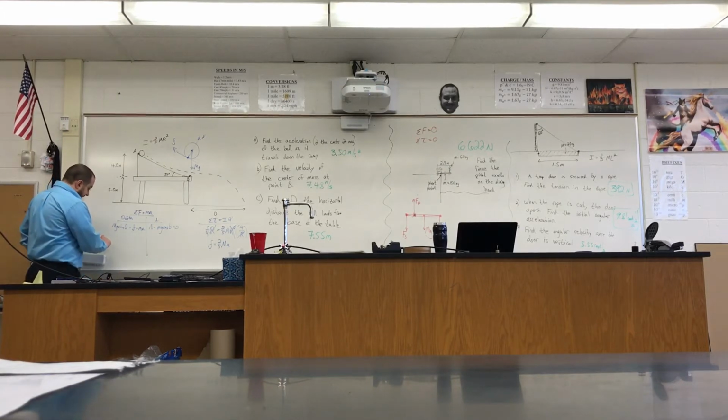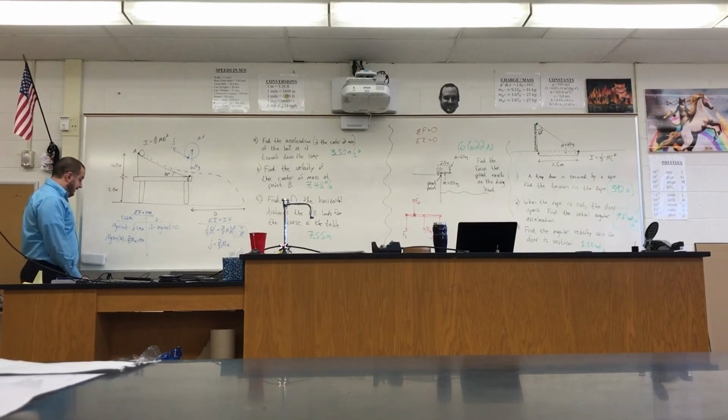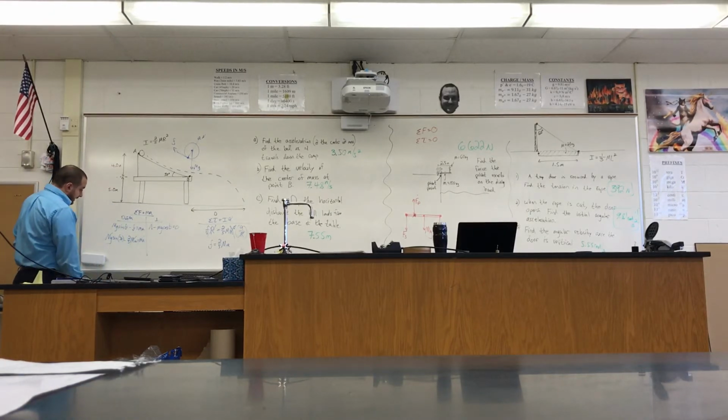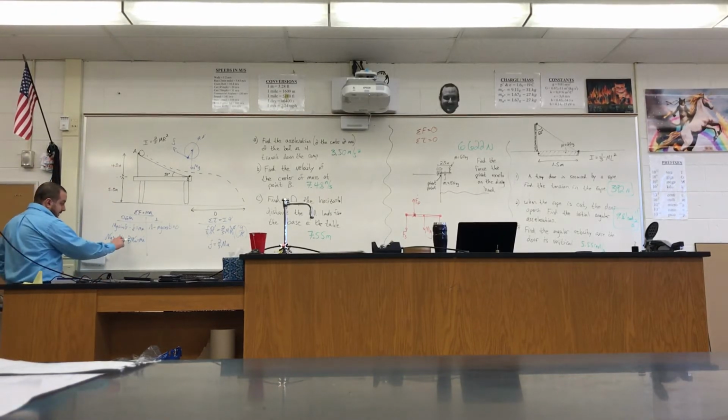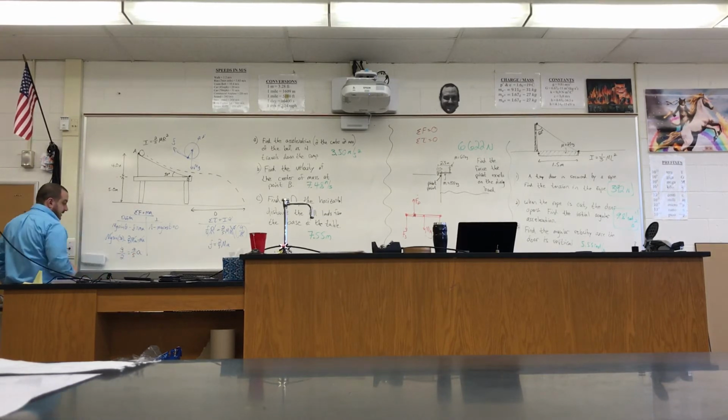So mg sine 30 minus 2/5 ma equals ma. The m doesn't matter, as it shouldn't. So move the 2/5 over here. That gives you 7/5 a equals g over 2, because the sine of 30 is 1/2.